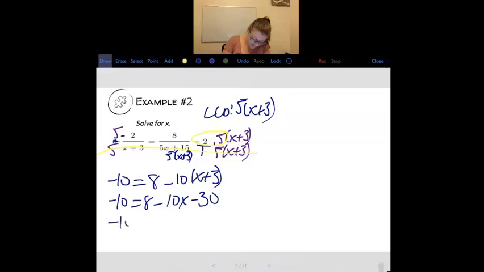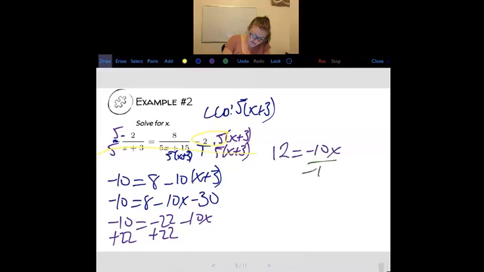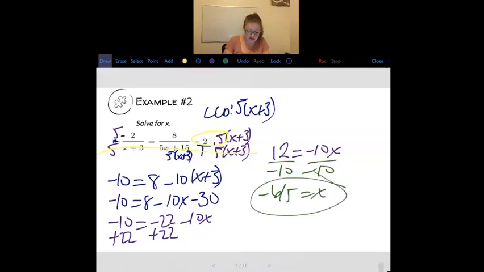This is negative 10 is equal to negative 22 minus 10x. So we add 22 to both sides. And then now we divide by negative 10 and simplify as much as possible. The last thing we check is we make sure that this doesn't make any of our denominators equal to 0, which I don't think it does, so x is equal to negative 6 over 5.